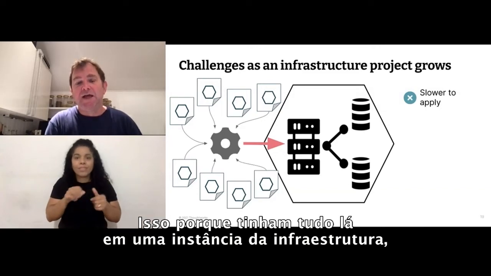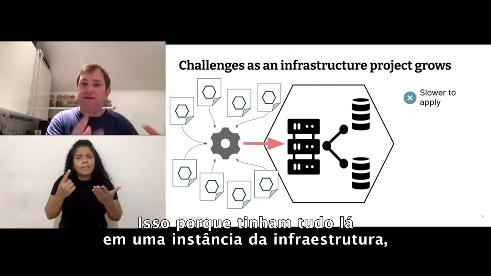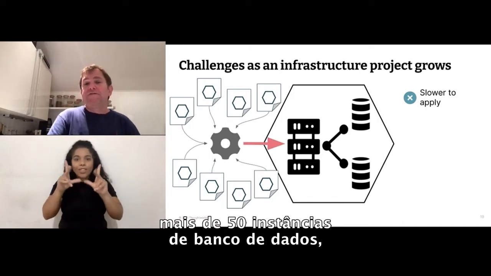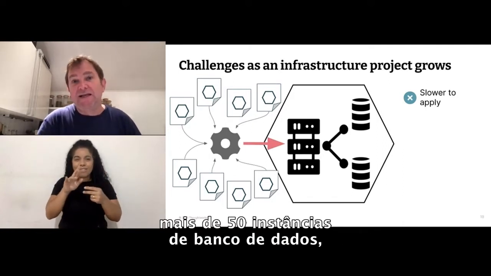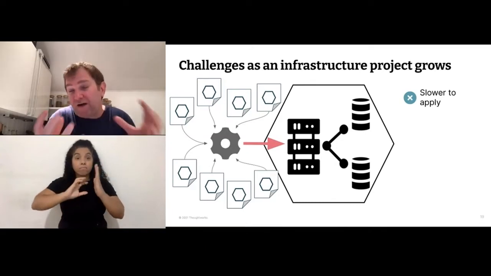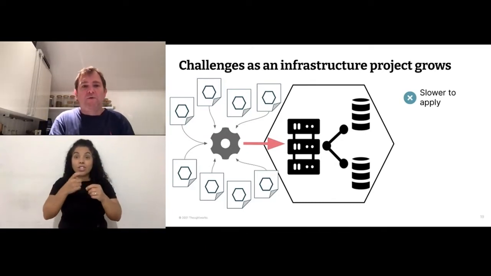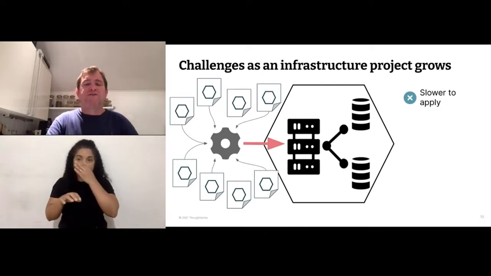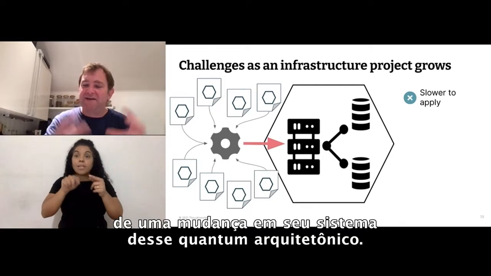And this was because they had everything in an instance of their infrastructure all in one project. So they had over 50 database instances inside a single Terraform file that you would apply. So this is a problem, and obviously, the slower it is to apply a single change in your system of that architectural quantum.